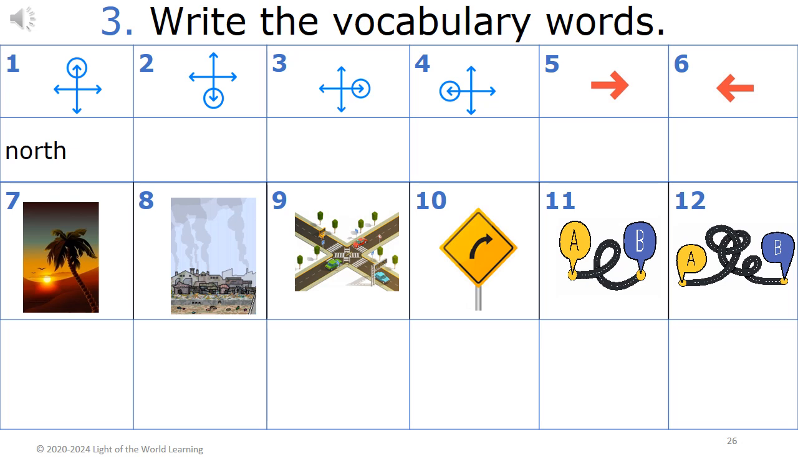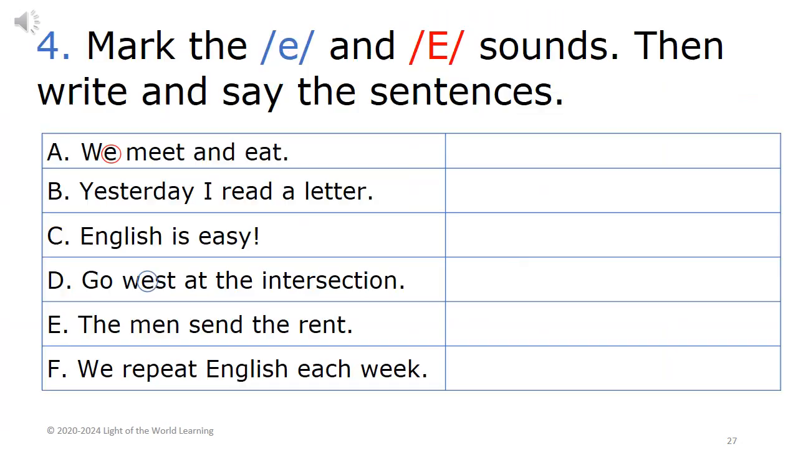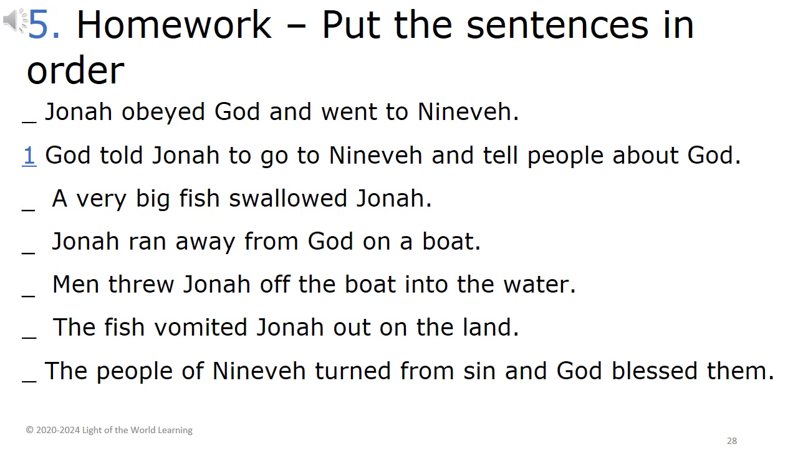3. Write the vocabulary words. For example, 1. North. 4. Write and say the sentences. A. We meet and eat. B. Yesterday I read a letter. C. English is easy. D. Go west at the intersection. E. The men send the rent. F. We repeat English each week.